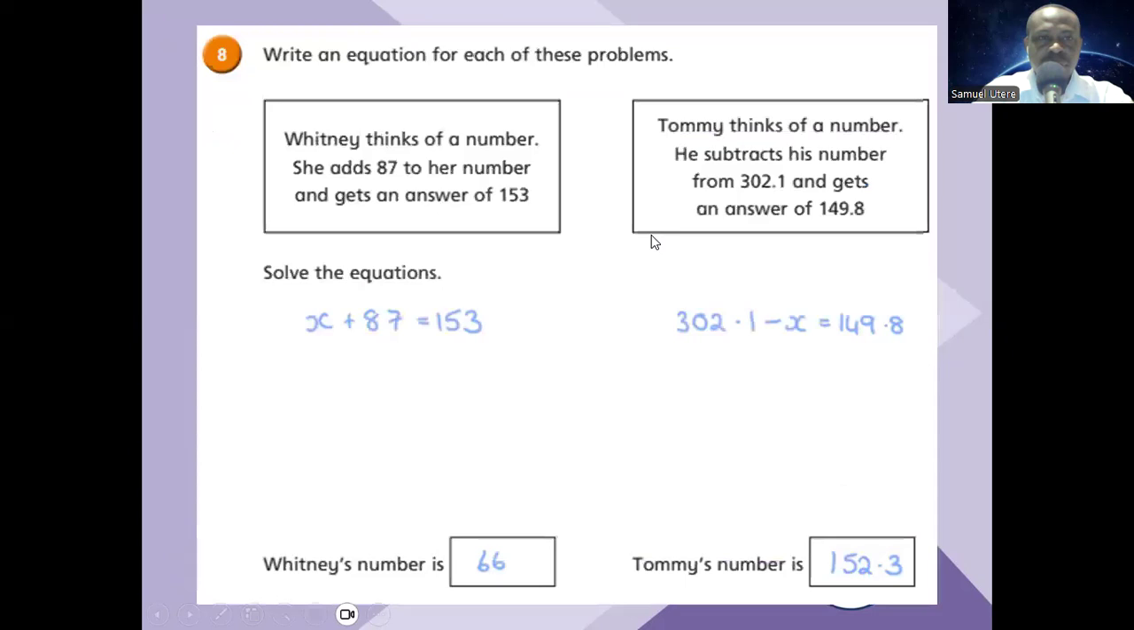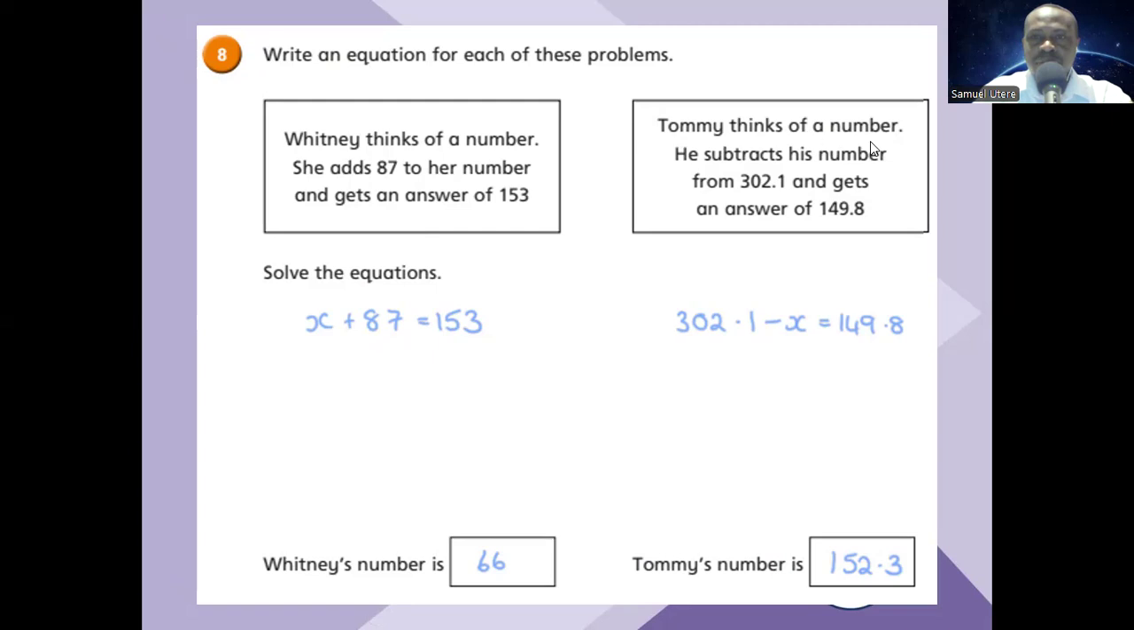Here is the answer to question 8. Here we ask, write an equation for each of these problems. So Whitney thinks of a number. Of course, remember what we said in maths. If you don't know something, you represent it with a letter. So we could have said x. Yeah. Thinks of a number. She adds 87 to her number and gets an answer of 153. Straight away, that's what the equation should look like. And then you're asked to solve the equations.